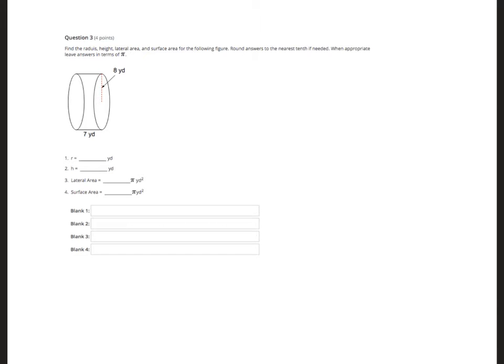Hello, we are working on question 3 for your quiz review. We need to find the radius, height, lateral area, and surface area for the following figure. Round answers to the nearest tenth if needed, so 1 decimal. When appropriate, leave answers in terms of pi.